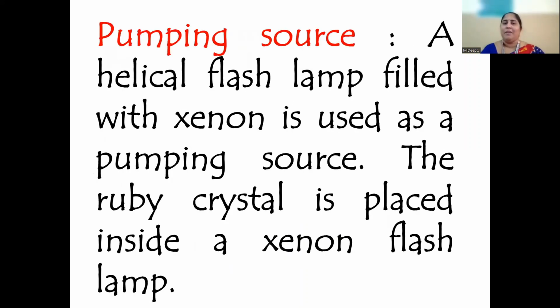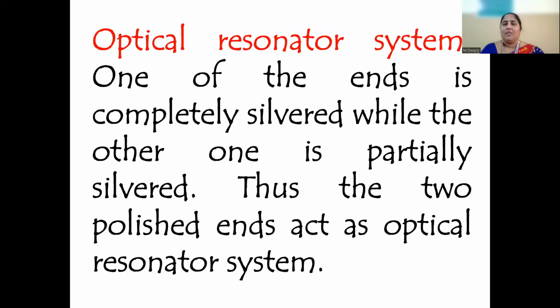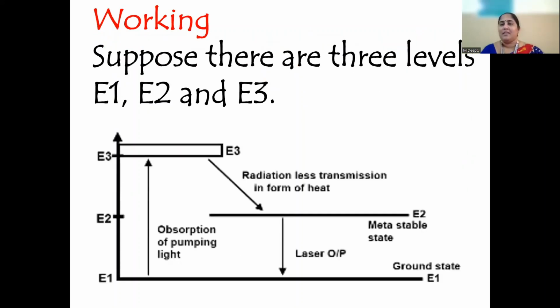When coming to the pumping source, here we use a helical flash tube. This is filled with xenon. The ruby crystal is placed inside the xenon flash tube. Now, when coming to the optical resonating system, one of the ends is completely silvered, while the other one is partially silvered. These two surfaces will act as a resonating system.